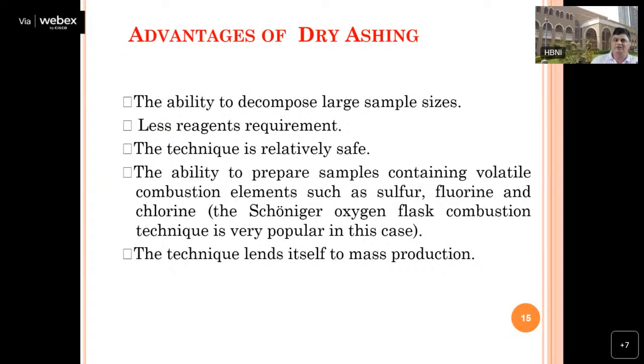So these are basically the advantages of dry ashing: the ability to decompose a large sample size, less reagent requirement compared to wet ashing, and the technique is relatively safe. It can also prepare samples containing volatile combustion elements such as sulfur, fluorine, and chlorine. For this, we use the Schöniger oxygen flask combustion technique, which is very popular in this case. And the technique, of course, lends itself to mass production.